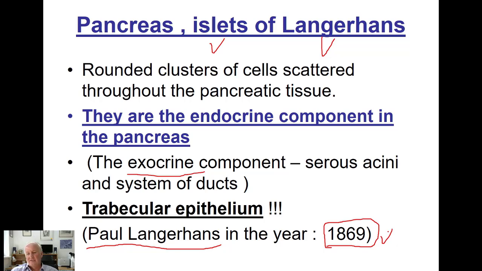Of course, in that year he could not understand the cells inside or the function of those cells, because, I don't know if you know, insulin was given to this world in the year 1920. So, approximately 50 years after Paul Langerhans described those islets, insulin was given at last.